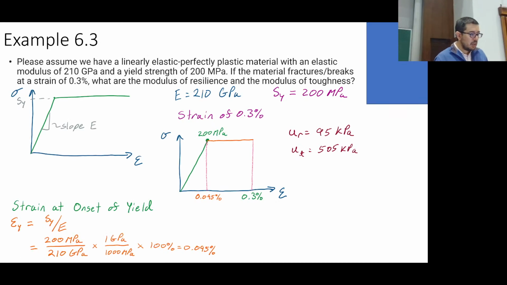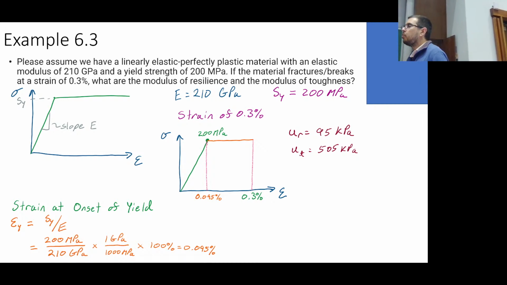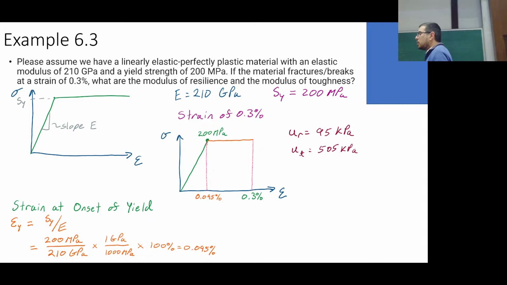Okay, so here's another example. We have a linearly elastic, perfectly plastic material with an elastic modulus of 210 gigapascals. Has a yield strength of 200 megapascals. If the material fractures or breaks at a strain of 0.3%, what are the modulus of resilience and the modulus of toughness? Okay, so this is another example of where having this nice simplified model allows us to make calculations that aren't too difficult.